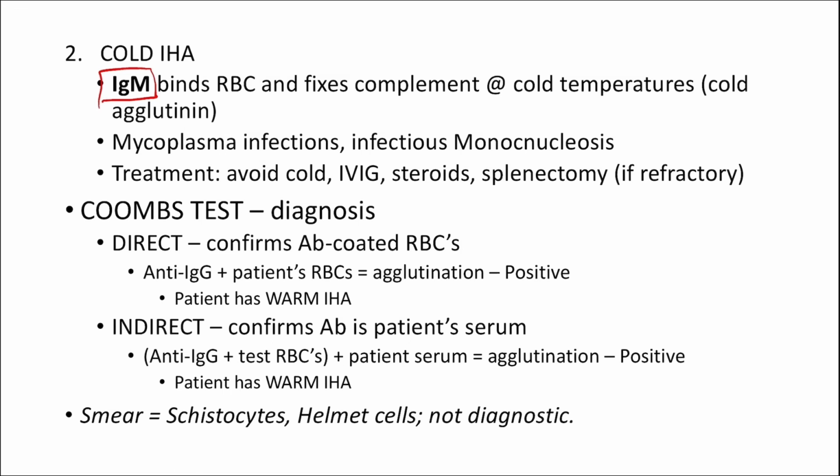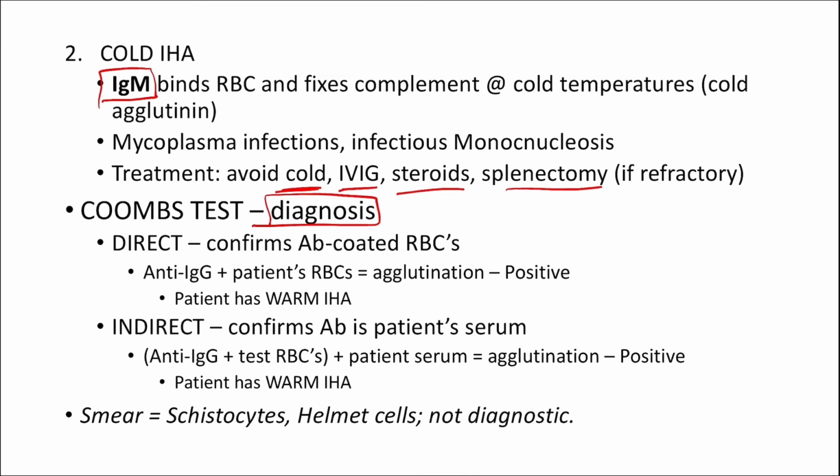So in the periphery. And this is very important to remember that mycoplasma infections and infectious mononucleosis can precipitate this problem. So the treatment is obviously just to avoid the cold, to maybe give IVIG, steroids, and splenectomy is the same treatment. And the test for this, the diagnostic test, is Coombs test. A direct Coombs test confirms antibody-coated RBCs.